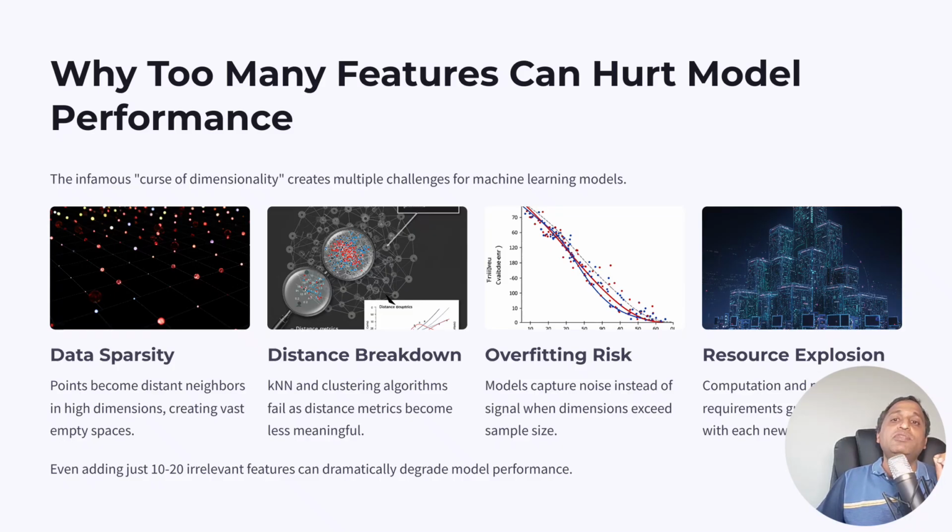And finally, we have a resource explosion. Every new feature we add increases the computational and memory requirement, sometimes exponentially. This slows down training, bloats our models, and raises our cost. So even adding 10 or 20 irrelevant features, which sounds harmless, can severely degrade the model performance. That's why the curse of dimensionality is such a fundamental problem and why we need feature reduction techniques, which we are going to explore in the coming slides.